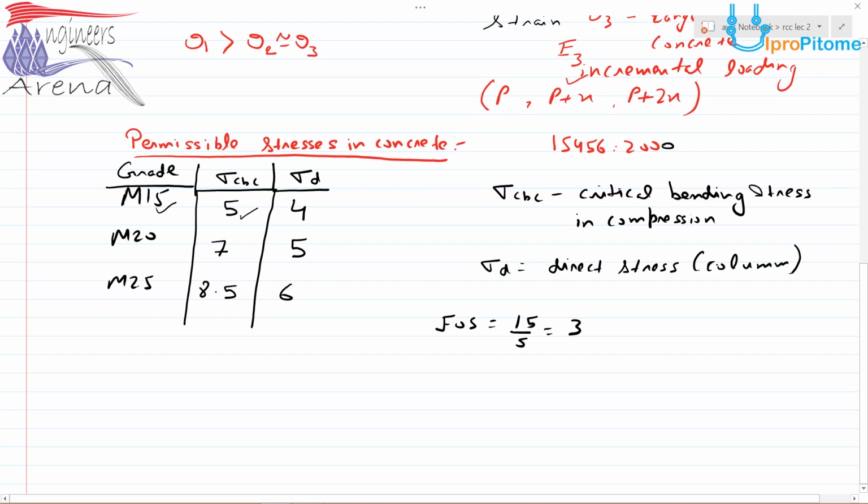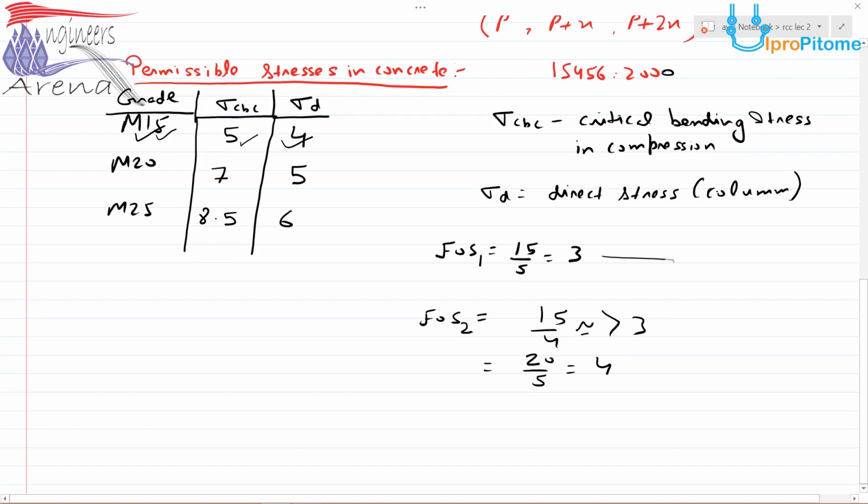And in the case of sigma D, what is the factor of safety? This is factor of safety 1, this is factor of safety 2. What is this? 15 upon 4, approximately equal to 4, but greater than 3, right? It is greater than 3, and thereafter 20 upon 5 equal to 4. This is also greater than 3. Why so? Why is there a difference in factor of safety?